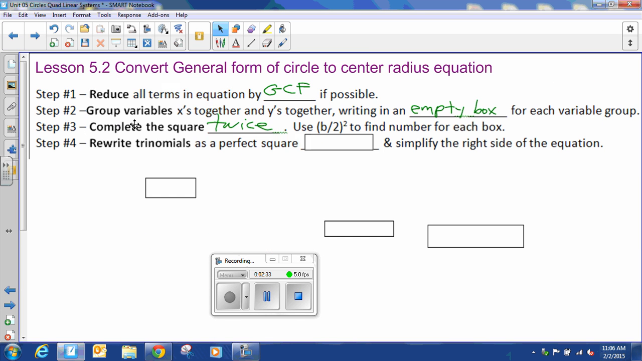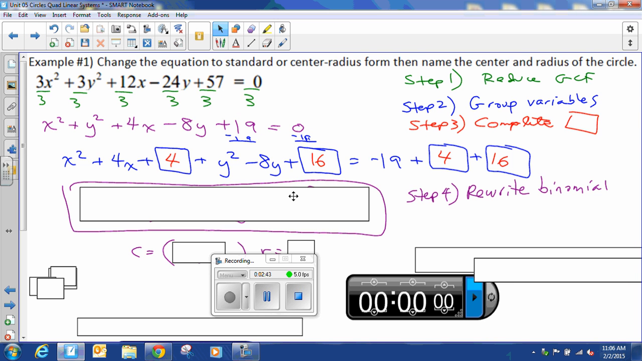Moving on to step 4. Rewrite the trinomials as a perfect square binomial and simplify the right side of the equation. So we're literally going through the steps of completing the square when we're changing this formula to a center radius. So I'm going to highlight for you the x's, and I'll use a different color highlighter to highlight the y's. So this is the x's trinomial, this is the y's trinomial.